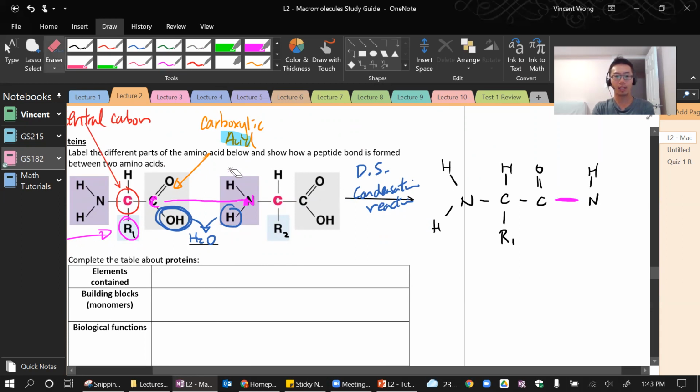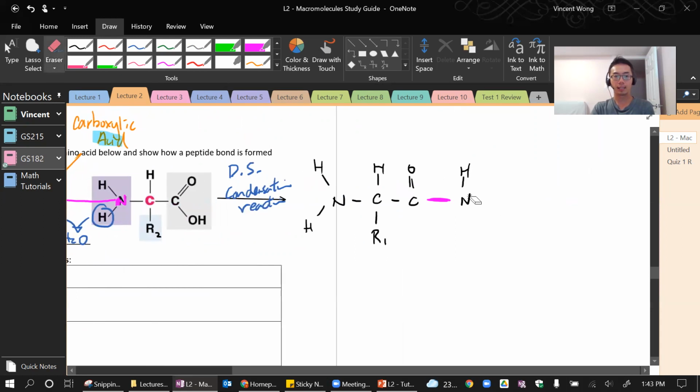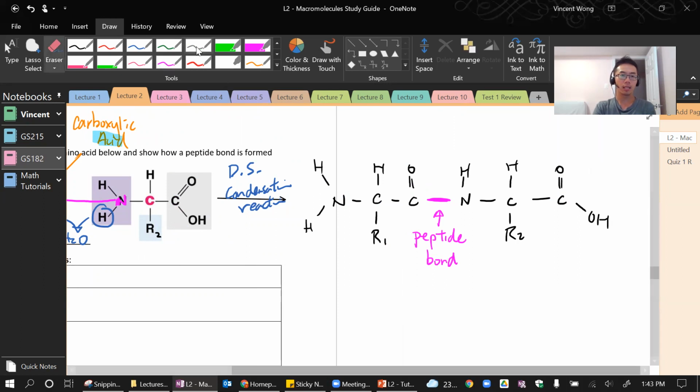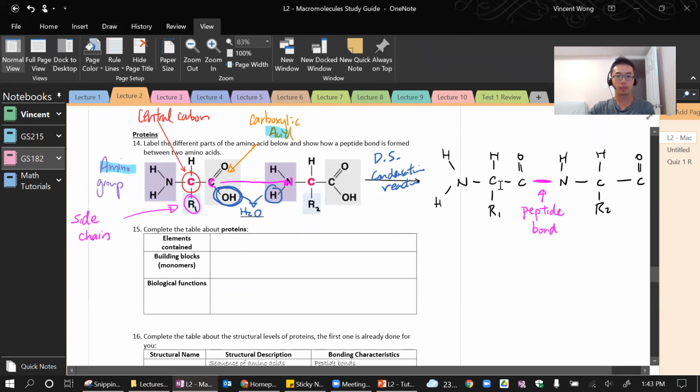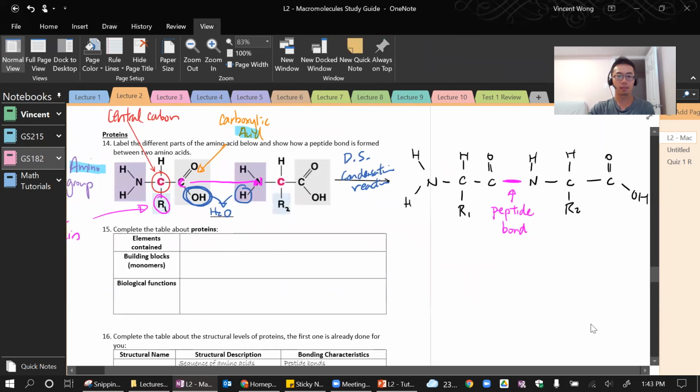Okay, so this N will now only have this H, and then you will have the central carbon, hydrogen, R2, and then C double bond O, OH. Okay, so this here is called a peptide bond. I want you to take a moment and compare what's on the left here and here. Do you see what I did there? You remove the OH and the H, you take away the water, and then the C and the N join like this. You see the peptide bond?